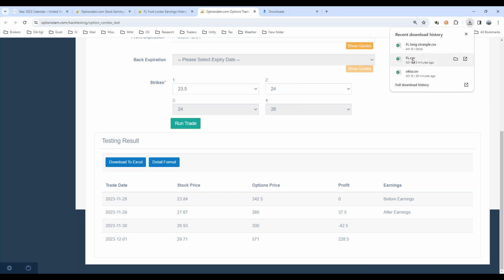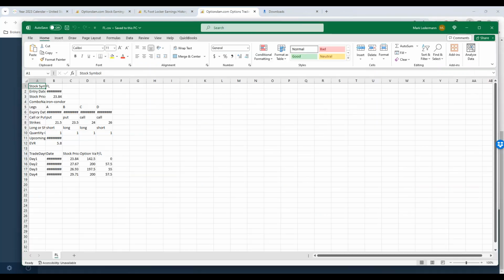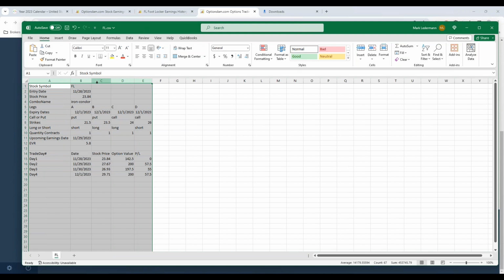FL, the reverse iron condor, which we've already looked at. There's a reverse iron condor. And we risked in that trade $142. And we profited $57 on the first day, and we held it till close.